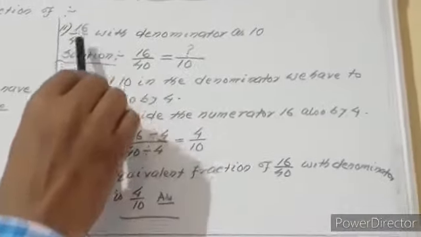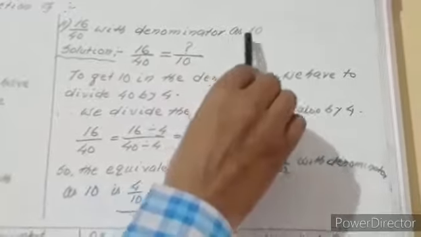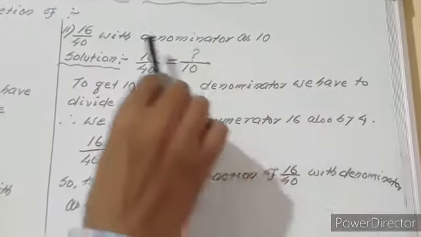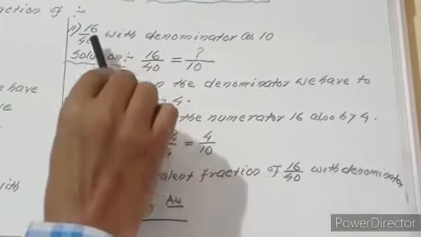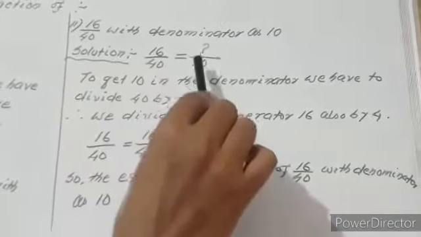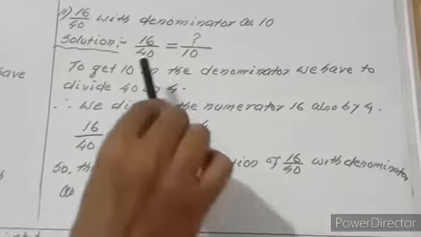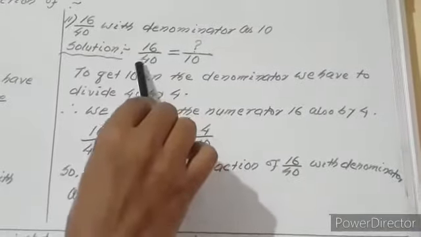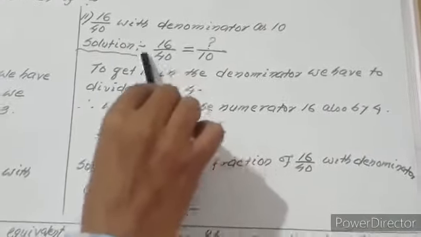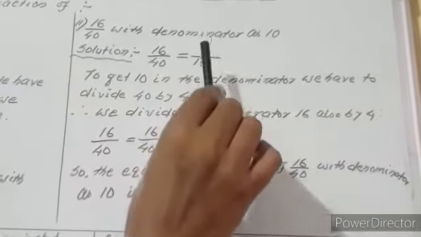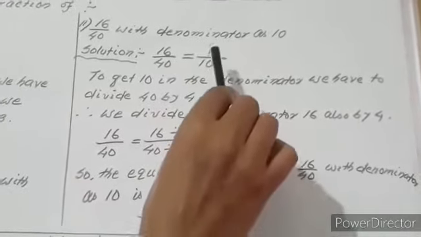Moving on to another equivalent fraction, 16 upon 40 with the denominator as 10. So here in our denominator we should get 10. This is the fraction given, and we have to determine the equivalent fraction whose denominator should be 10. So in order to get that 10, we divide this 40 by what number? It should be divided to get the denominator 10.